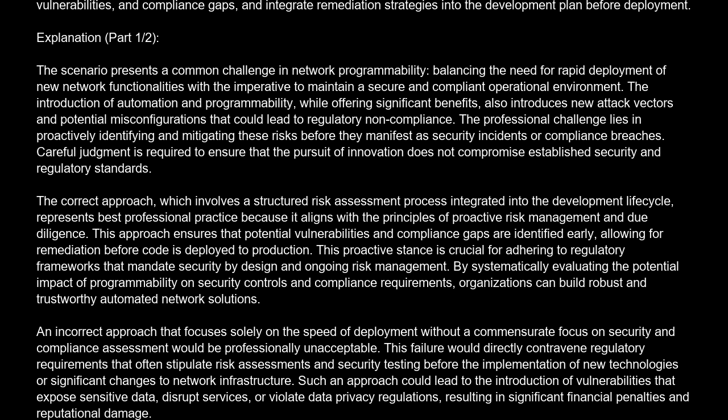automated network solutions. An incorrect approach that focuses solely on the speed of deployment, without a commensurate focus on security and compliance assessment, would be professionally unacceptable. This failure would directly contravene regulatory requirements that often stipulate risk assessments and security testing before the implementation of new technologies or significant changes to network infrastructure. Such an approach could lead to the introduction of vulnerabilities that expose sensitive data, disrupt services, or violate data privacy regulations, resulting in significant financial penalties and reputational damage.